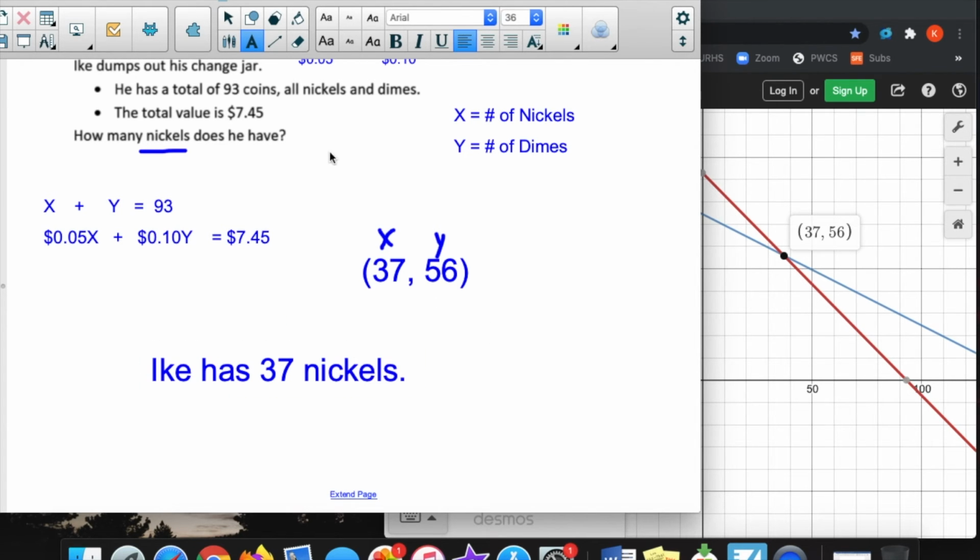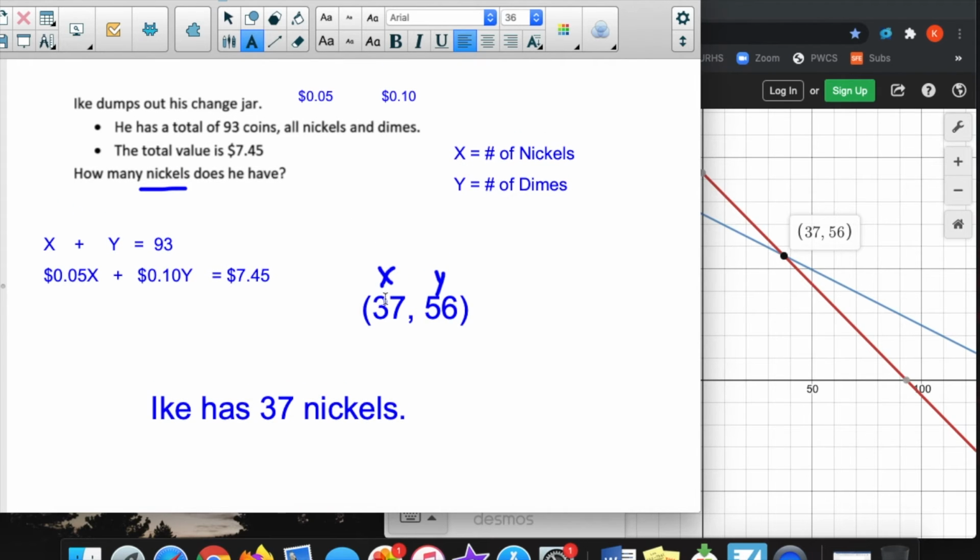Okay. So just checking my answer here, 37 plus 56 would give you that 93 total. And if you had 37 nickels, you did 37 times 0.05, that'd be like $1.85 or so. And then 10 cents times 56 would be $5.60. So that would go with the total. Both of those check out.